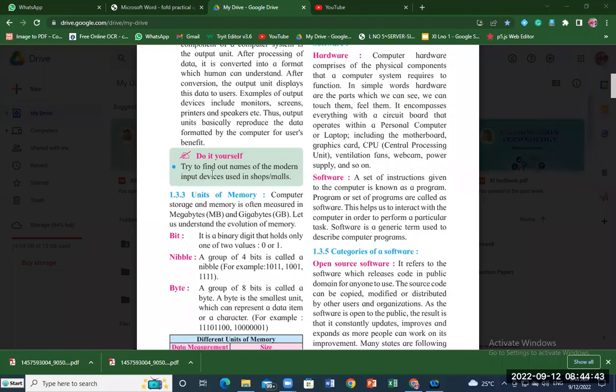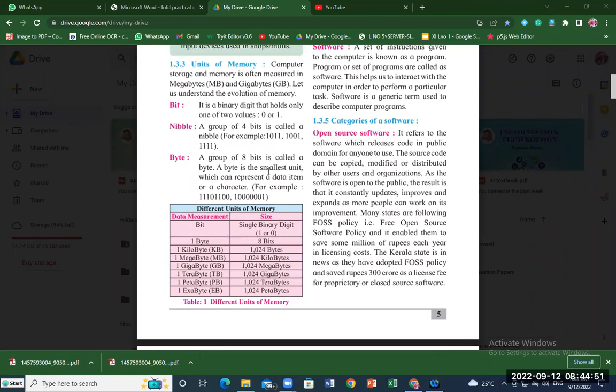Okay. Now, this is do it yourself. Try to find out names of the modern input devices used in shops and malls. Right. Next is the unit of memory. Just a small concept. After this, I can end the meeting.